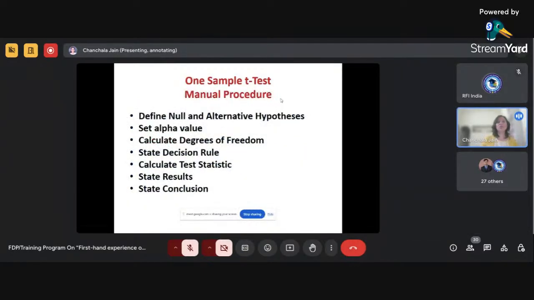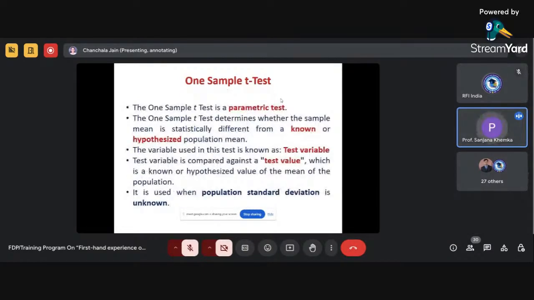Now, talking about... Ma'am, one second. Ma'am, just make it clear again. If the sample size is less than 30, then do we make use of the t-test or z-test?